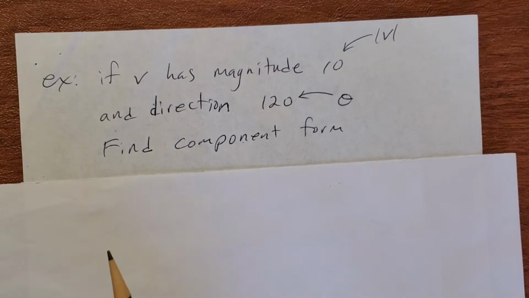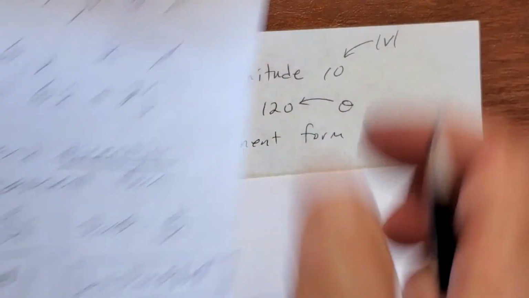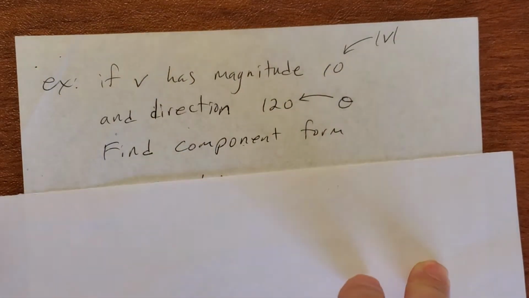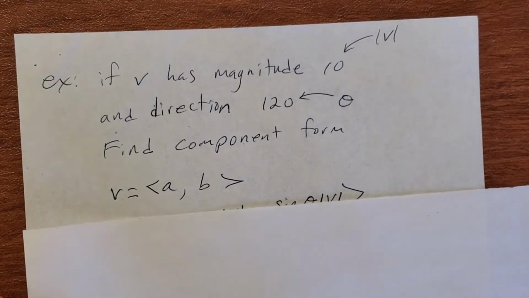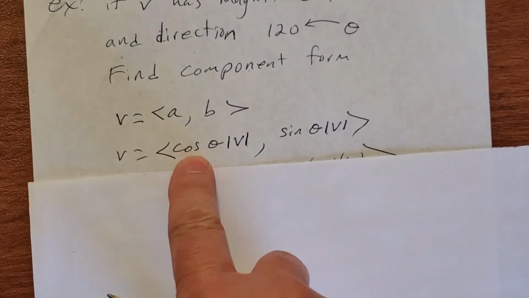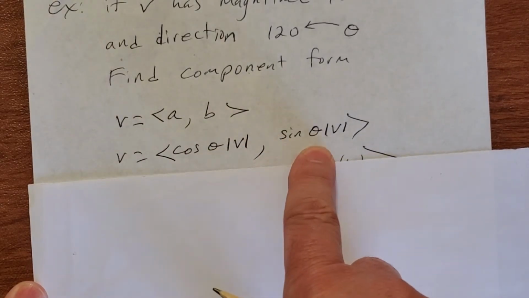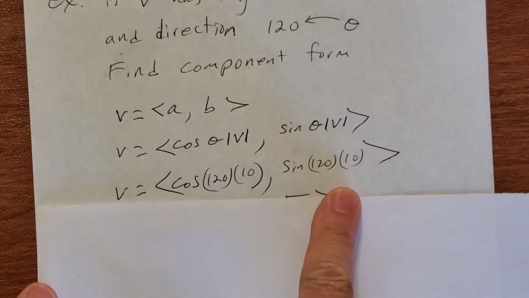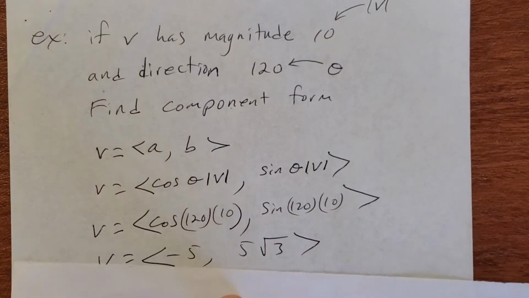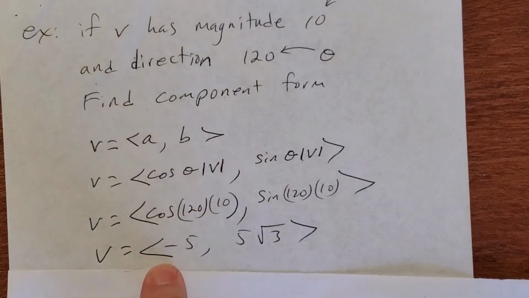Where do you start? Well, I just gave you the little formulas. This is how you find A. This is how you find B. So let's do A first. There's V. We're looking for A and B. So A, what was it? It was cosine of the angle times the magnitude, comma. What was B? Sine of the angle times the magnitude. So I know the angle is 120. I know the magnitude is 10. I multiply that, and I get -5. Sine 120 times 10 is 5 square root 3 on the calculator. The calculator will give you these.